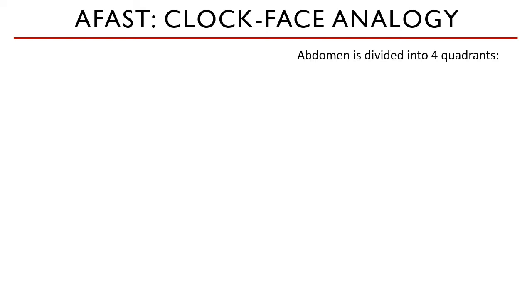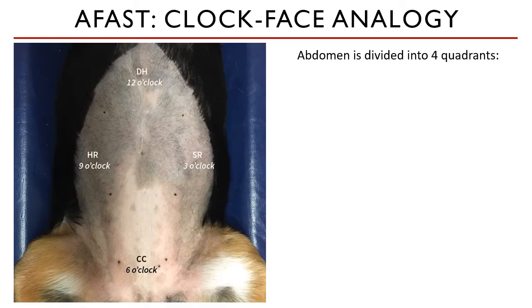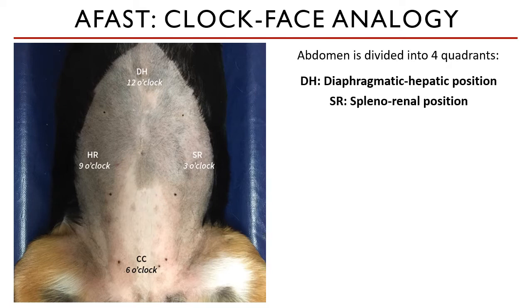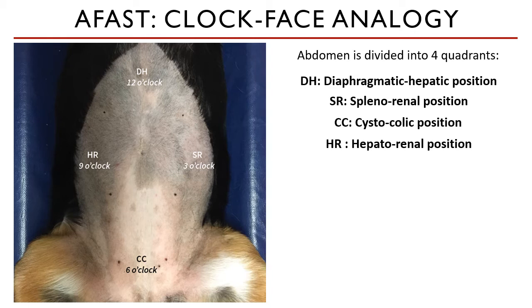The abdomen is divided into 4 quadrants, namely DH, or the diaphragmatic hepatic position, which checks for free fluid in between the liver lobes and between the liver and the diaphragm. SR, or the splenorenal position, which checks for free fluid around the spleen and the left kidney. CC, or the cystocolic position, checks around the urinary bladder and the colon. And lastly, HR, or the hepatorenal position, which assesses the areas of the right kidney and the liver.